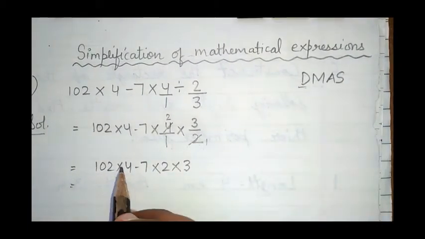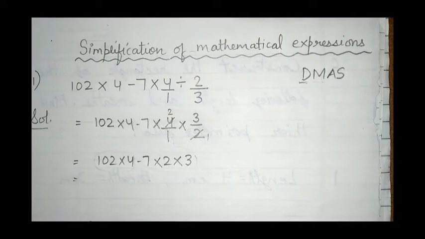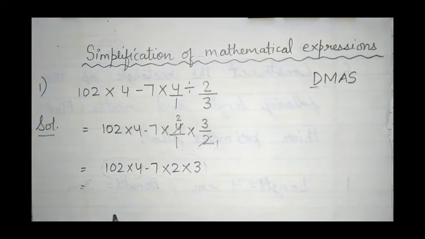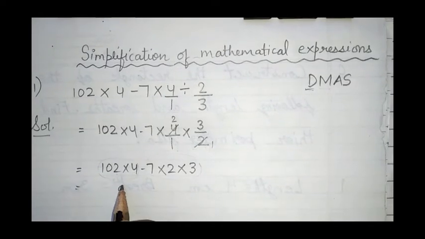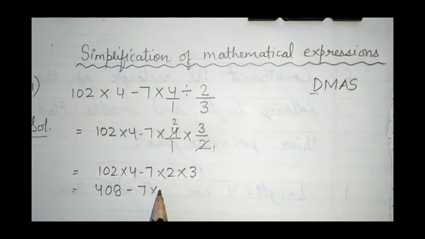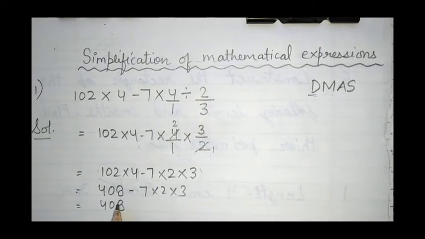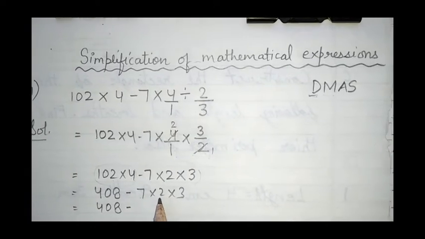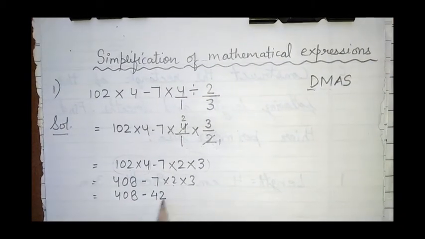Now is the turn of multiplication. You can see we have multiplication between these two numbers and multiplication between these three numbers. Okay. So in one step we will multiply only one operation. So 102 multiplied by 4: 4 2s are 8, 4 zeros are 0, 4 1s are 4, minus 7 into 2 into 3. Okay. Now 408 copied as it is. Now we will do the multiplication of these three numbers. 7 2s are 14 and 14 3s are 42. So I'll write 42 here.